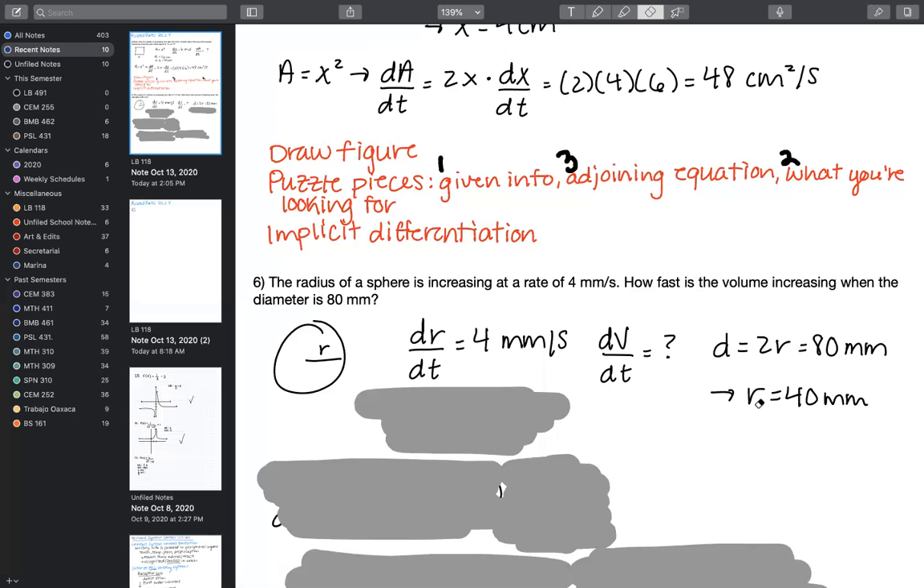So now we think, what's our adjoining equation? We need to find the rate of change of volume. We know we're going to implicitly differentiate some sort of equation, so we're probably going to use the volume equation. And we get that the volume is equal to 4/3 pi r cubed. That's a mistake, go away, please. Pi r cubed.